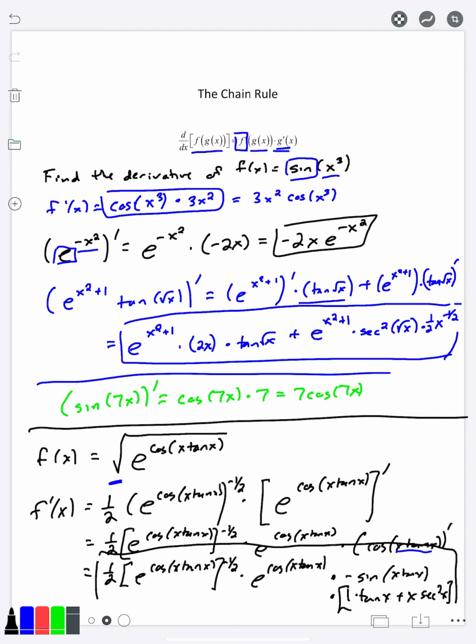So the chain rule, it's the big deal. I gave you a lot of homework in this section. You really want to practice it over and over and over again. And this is what we need.